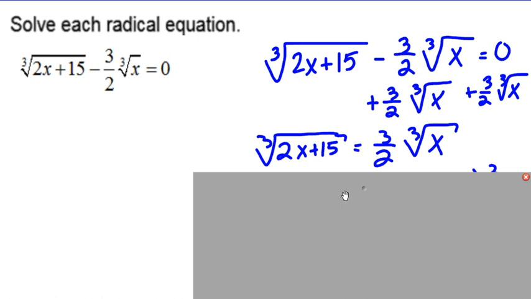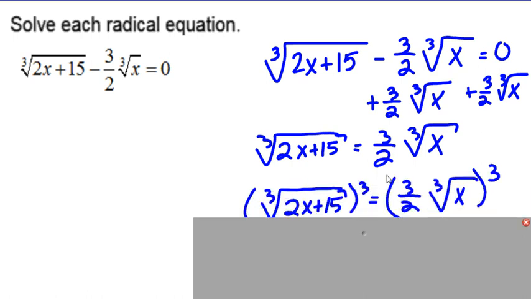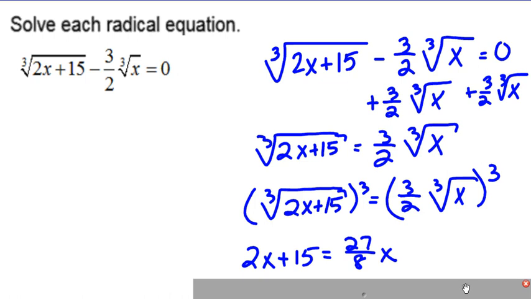Now again, undo the radical. So if it's the cubed root, that means it's the 1/3 power. So if we cube it, 1/3 times 3, that's 1 again. That will undo the radicals. We just have to remember on the right-hand side that we're cubing the coefficient as well. So we're taking 3 halves times 3 halves times 3 halves. So that would simplify to 2x plus 15 equals 27/8 x.